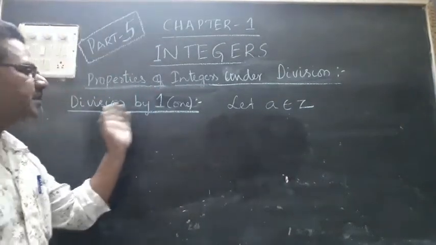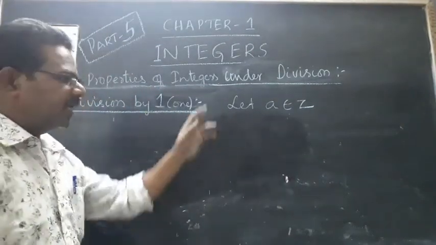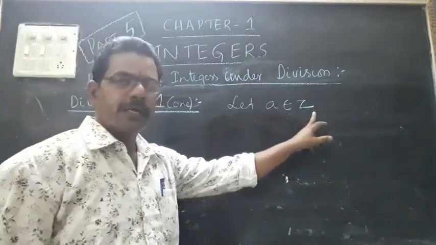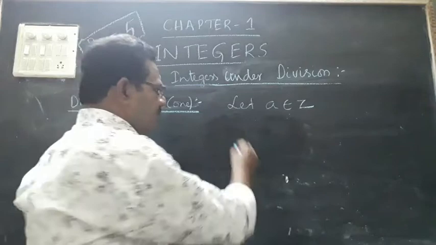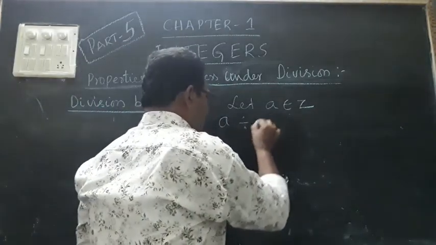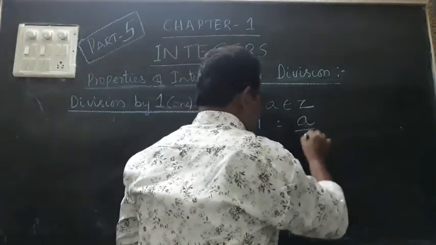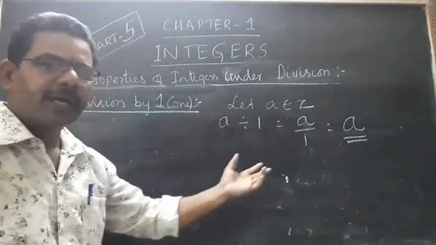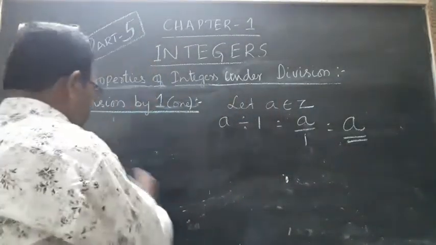Next one is division by 1. Any integer is divided by 1. Suppose a belongs to the set of integers. Here I have taken a divided by 1. It is nothing but a by 1, which is equal to a. The same number we are getting as the quotient.